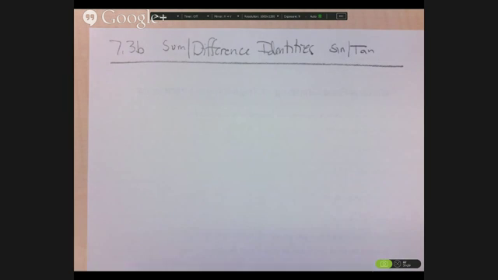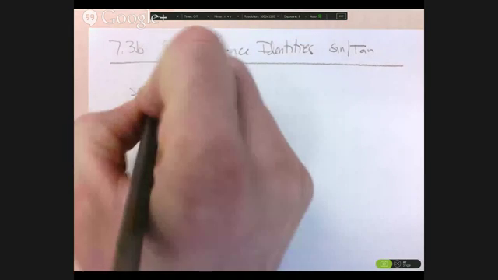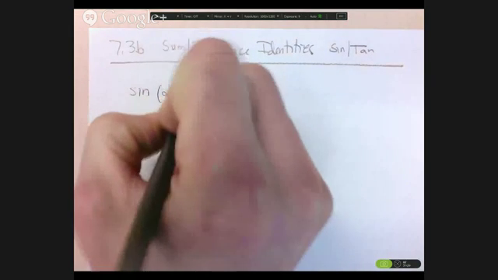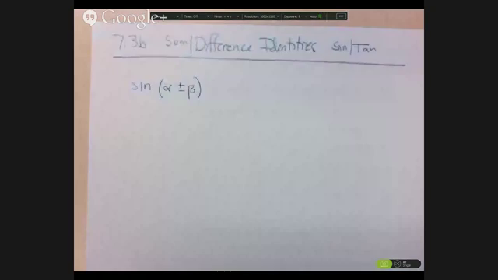All right, so let's look at the sum and difference identities for sine. There are two formulas again, but I'm going to write them in one sentence. The plus or minus means there are two different formulas. Sine of alpha plus or minus beta, they're Greek letters, A and B.